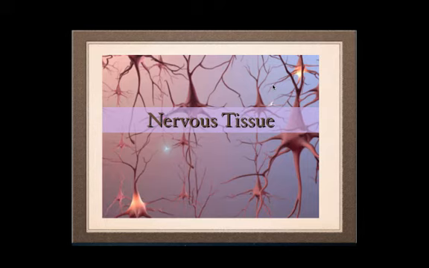Okay, this is the second lecture for the nervous system. This one is going to be some of the cellular structures and functions of the nervous system. So we'll talk about action potentials, we'll talk about neurotransmitters.